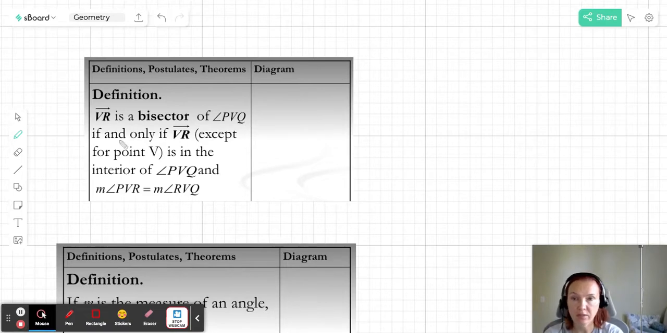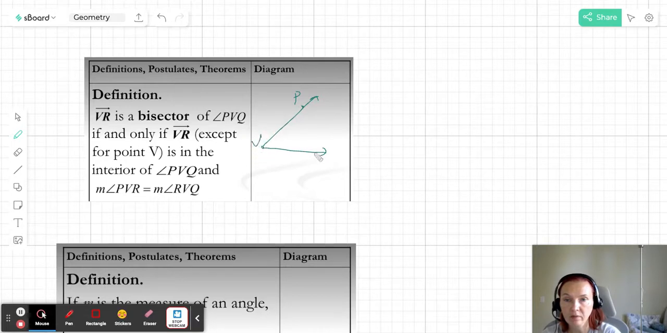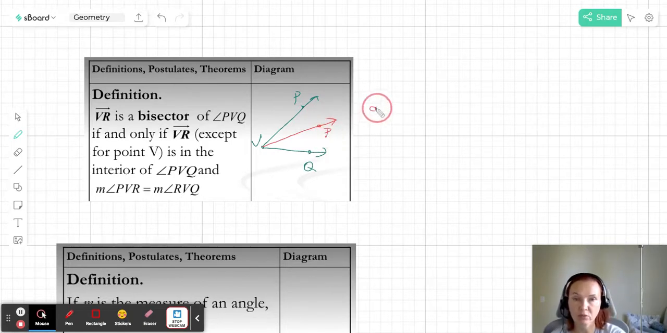Next, we have a definition of an angle bisector. That's another one that we will be using very often. We have angle PVQ, and we would say that ray VR is an angle bisector or bisector of angle PVQ, or sometimes we say angle bisector, if it is in the interior of PVQ and measure of angle PVR, sorry, that's supposed to be R, PVR is equal to RVQ. So if those two angles are equal, then I would say that VR is an angle bisector. Okay, so that is the definition of the angle bisector.